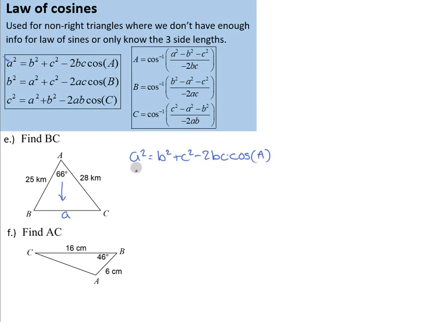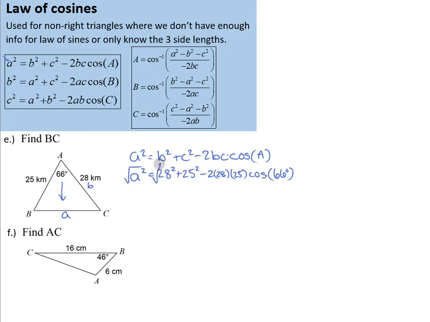So plugging in here, what do we know? We don't know a squared yet, of course, but we know b squared. So this would be b, right? 28 squared. And it doesn't actually matter which one of these is technically b or c, because the operations that we're going to do to both of them will be the same. We're going to square them and add them together, and then subtract 2 times each of those values. So if you put them in a different order, it won't make a difference. So minus 2 times b times c, 28 times 25, times the cosine of the angle at A, which is 66 degrees. Now again, to finish solving for a, we're going to need to do the square root.